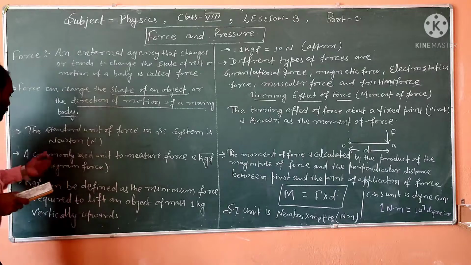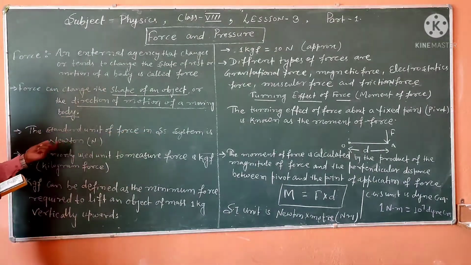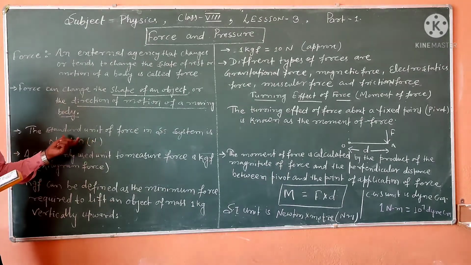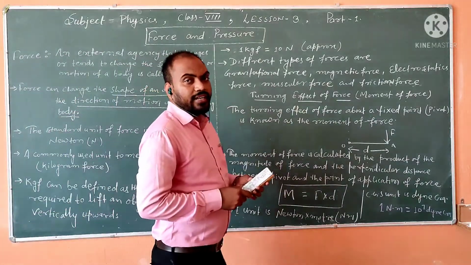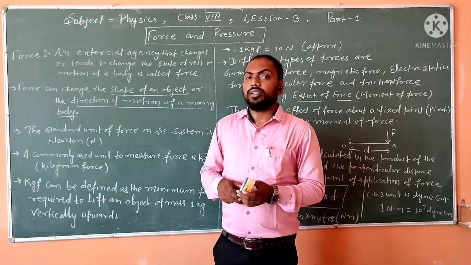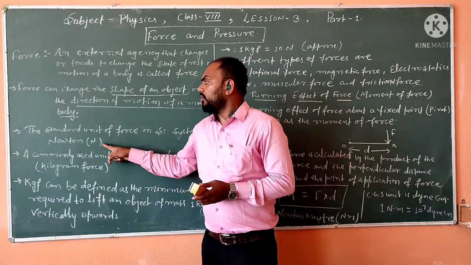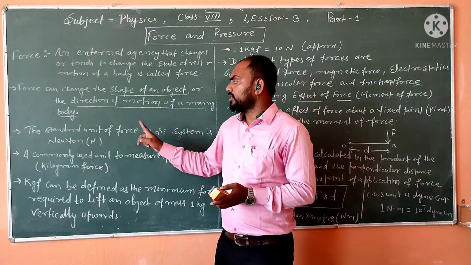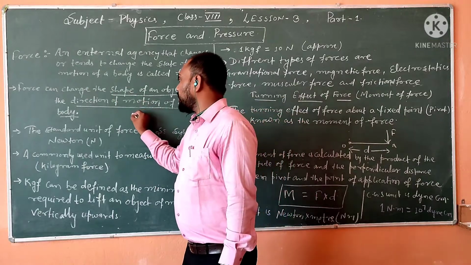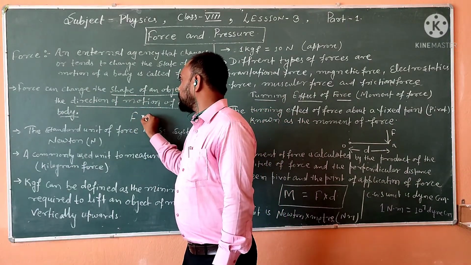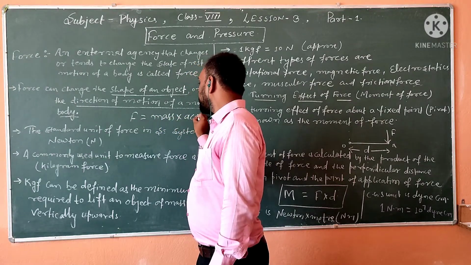Okay, now the standard unit of force in the SI system is Newton. Honoring the great scientist Newton, we have given the SI unit of force as Newton. Okay, the formula for calculating force on a body is F equals mass times acceleration.